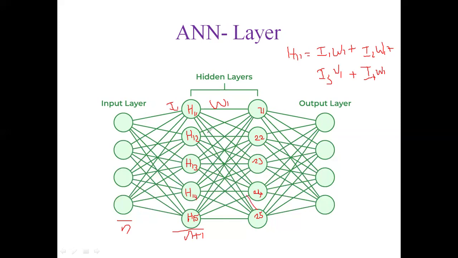For H12, we will be getting the weight coefficient W2. So the same equation will be modified a little: H12 equal to I1 W2 plus I2 W2 plus I3 W2 plus I4 W2. Likewise, in this hidden layer 1, we will be adding the weighted coefficients for each and every input component. This is W1, this is W2, this is W3, this is W4.